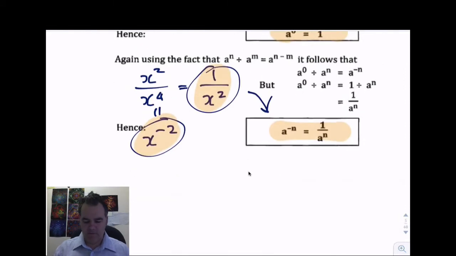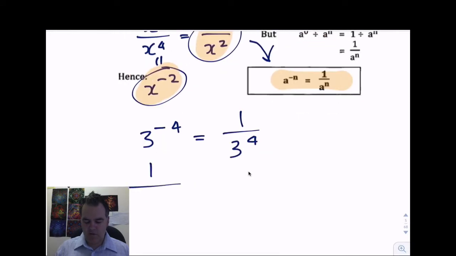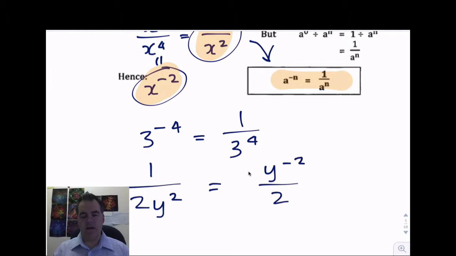So if I have 3 to the power of negative 4, I can write that as 1 over 3 to the positive 4. If I have 1 over 2y squared, I could write that as y to the negative 2 over 2. Notice in this case that the number hasn't moved. That squared there only applies to the y, not to the 2. So the 2 stays where it is. The y to the positive 2 on the bottom comes to the top and becomes y to the negative 2.